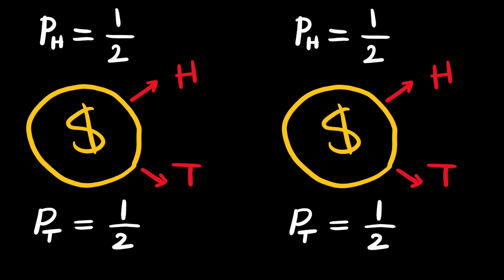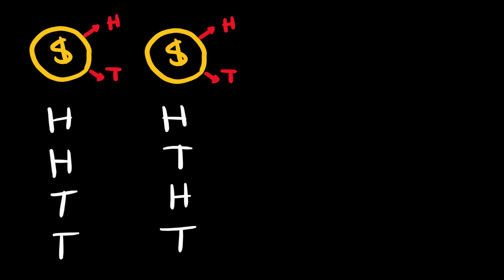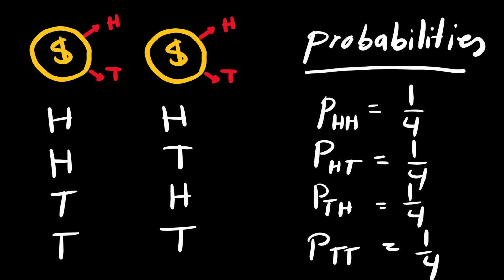Now suppose that we have 2 coins. What is the probability for tossing 2 coins? As you can see, we have 4 outcomes. And these are the probabilities for each outcome.